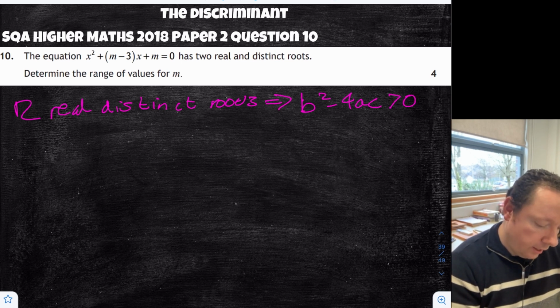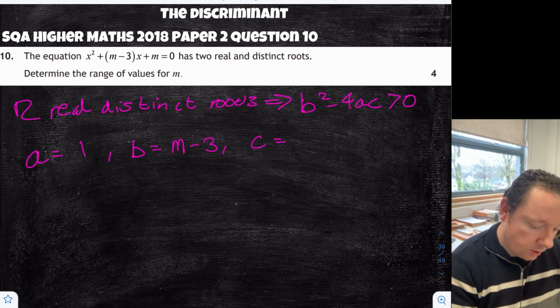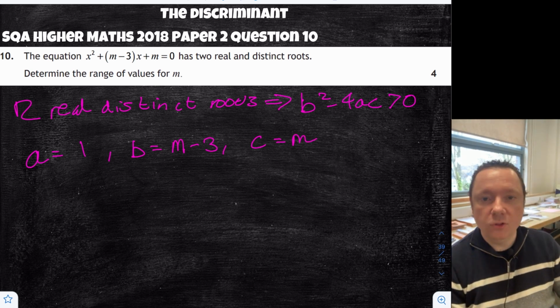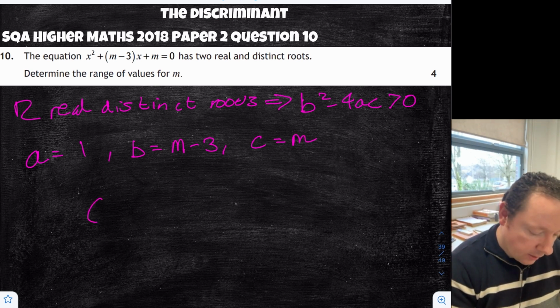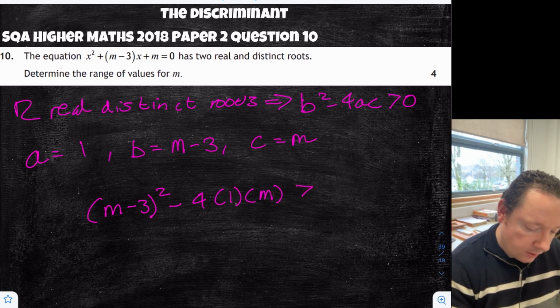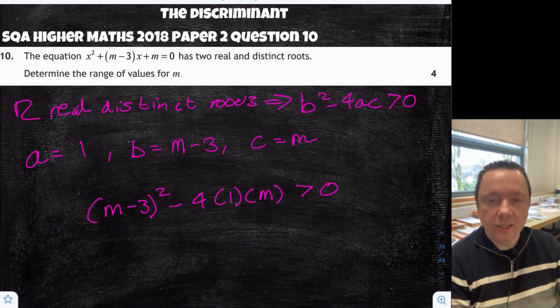So in this case, our a is the number in front of x squared, which is 1. Our b is the number in front of x, which is m minus 3. And our c is what's left at the end, which is just m. So being careful, subbing this in, we get (m minus 3) all squared minus 4 times 1 times m is greater than 0. So we need to then expand our brackets.